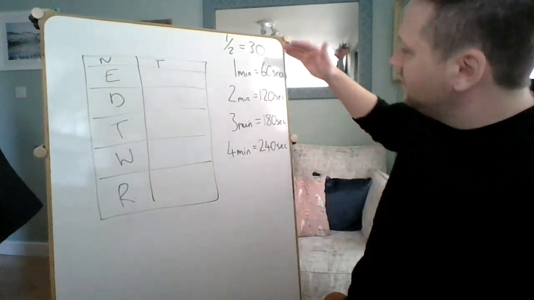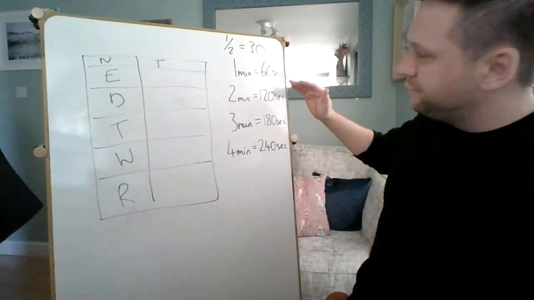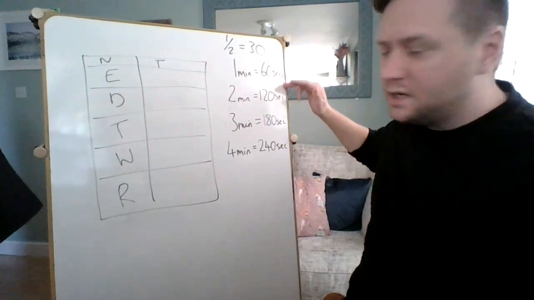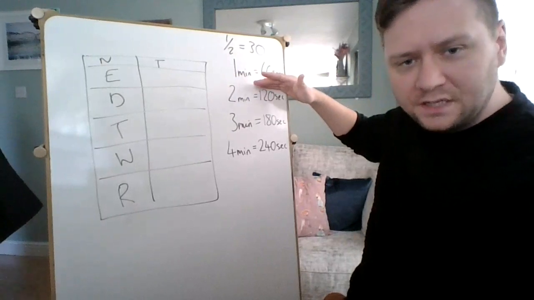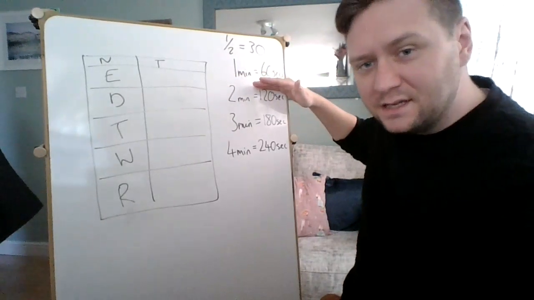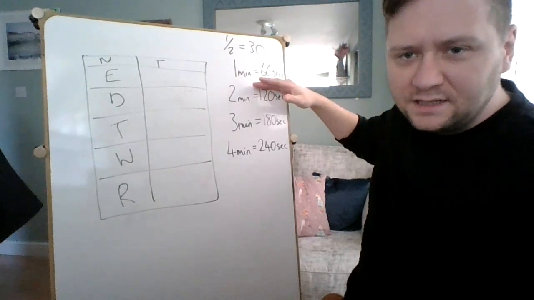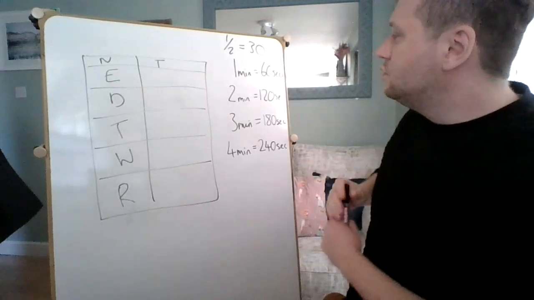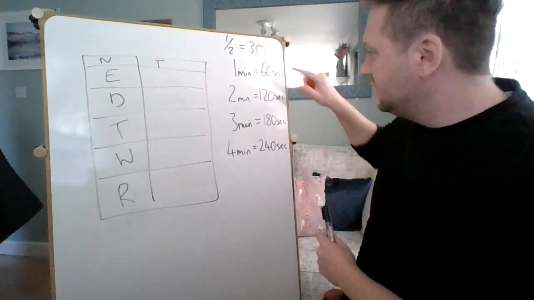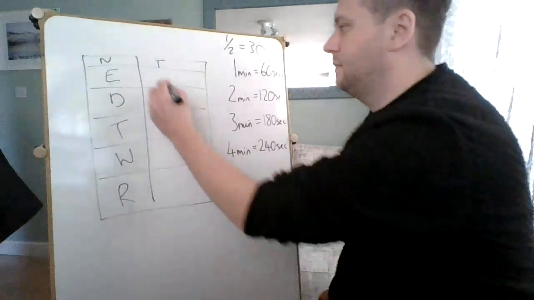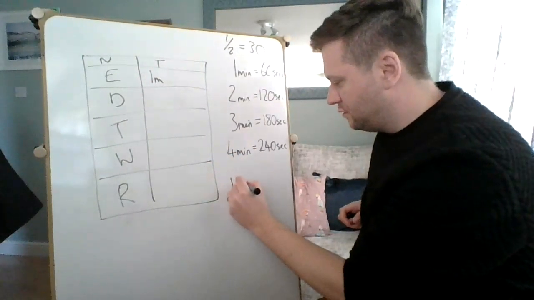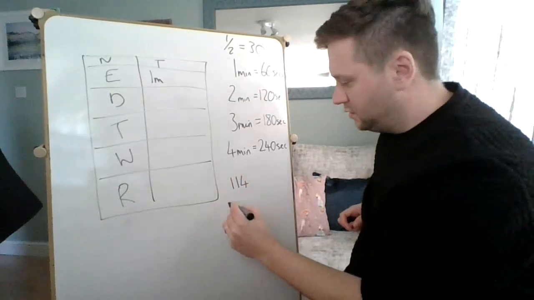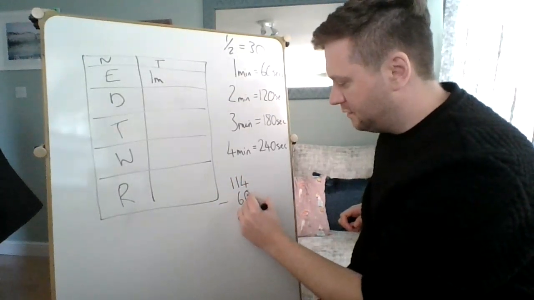114 seconds. If I look at my little grid here, 114 sits somewhere between 1 minute and 2 minutes. It's not quite 2 minutes because 2 minutes is 120. So 114 is not quite there. So 114 is 1 minute, which is 60.